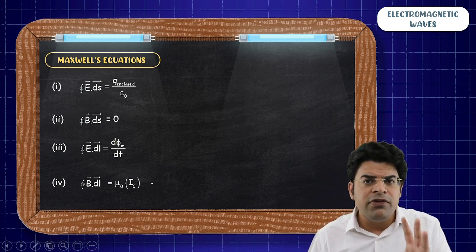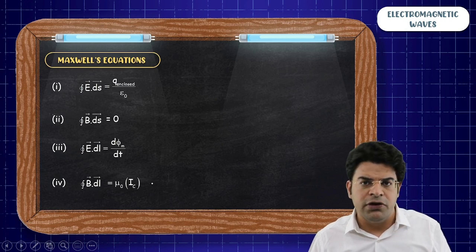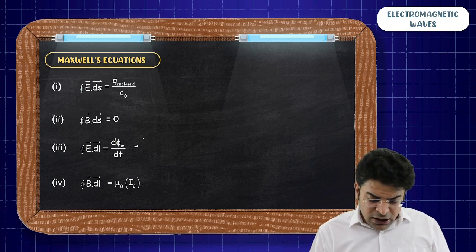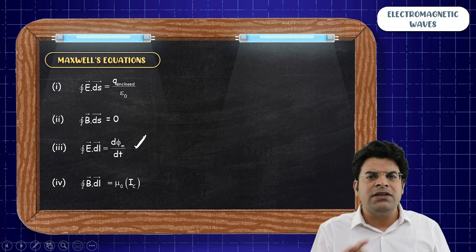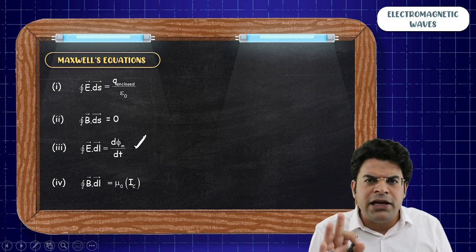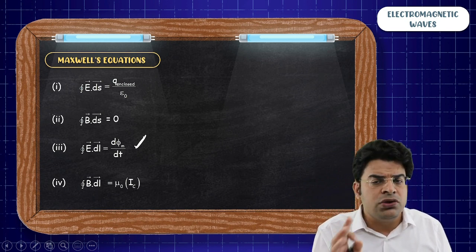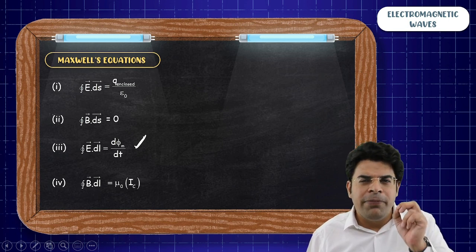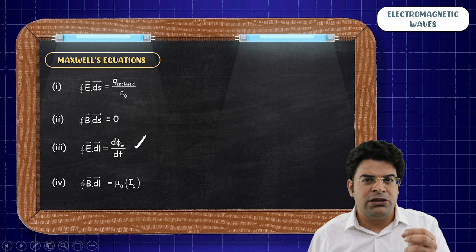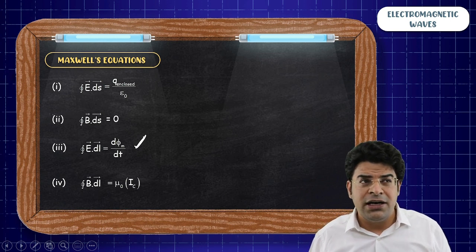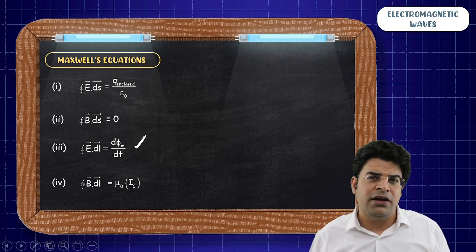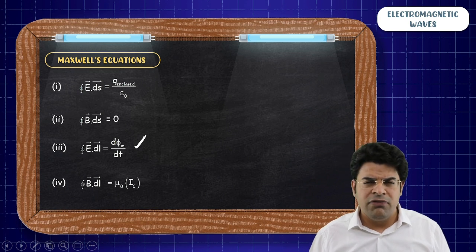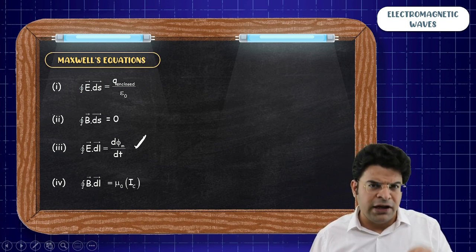Maxwell believed in the symmetry of the universe. The third equation, Faraday's law, tells us that a time varying magnetic field gives rise to an electric field. So one can have a basic argument based on the symmetry of the universe: if a time varying magnetic field gives rise to an electric field, will a time varying electric field give rise to a magnetic field?